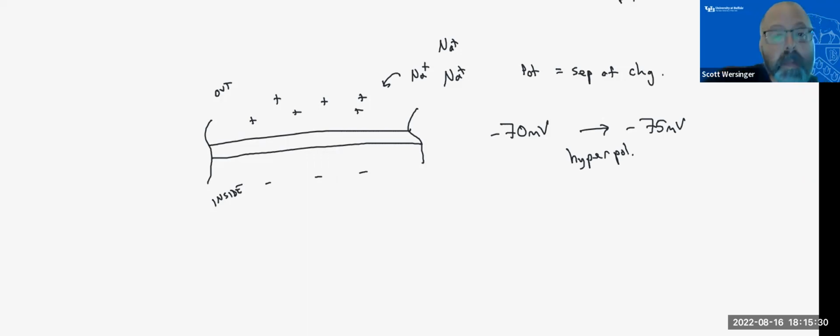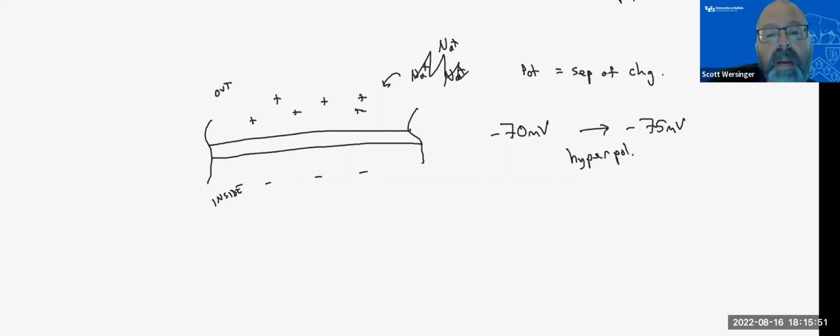Now on the exam, I will ask you, what happens if we change the concentrations of the ions? So you need to understand the role that they play and how to predict how the membrane potential would change. Here I added a bunch of sodium ions. I made the outside more positive.